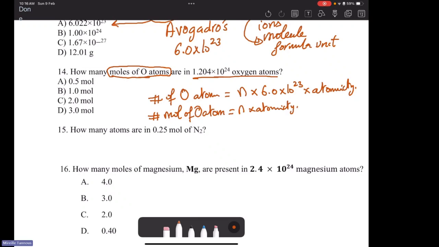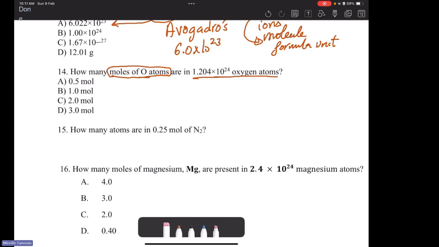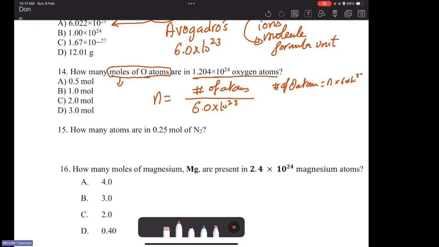Now, here they want to know how many moles of atoms of oxygen. That's a very simple formula. I have how many oxygen atoms. I only need to find out their mole. I can also write the formula in a simple way: the number of atoms over Avogadro's number. Or if I use what I was giving you, number of oxygen atoms equals mole times Avogadro times the atomicity. Here, atomicity is 1. So I simply need to divide this number by Avogadro, and that is 2 moles. With more practice, you will get used to this formula.